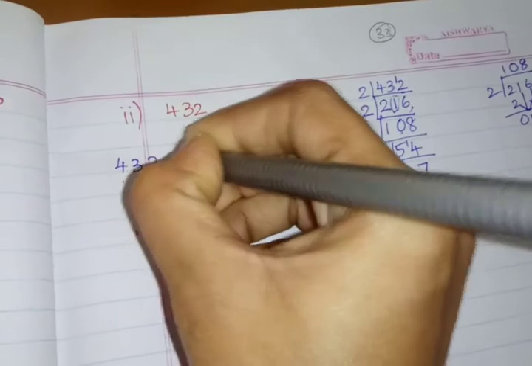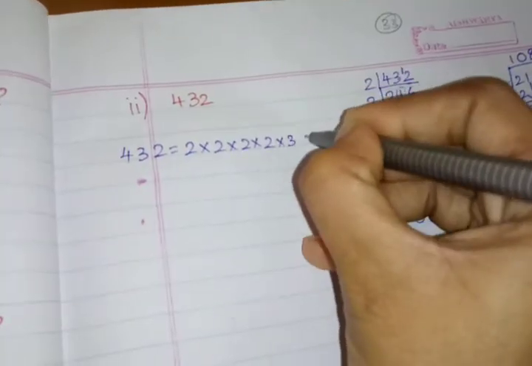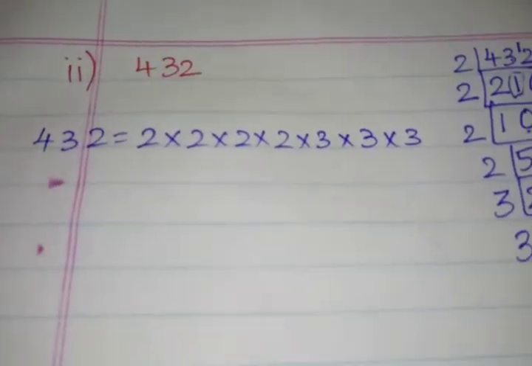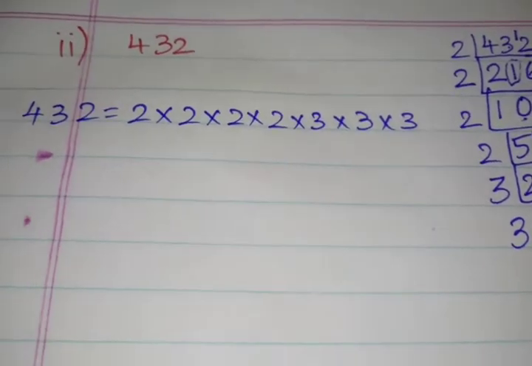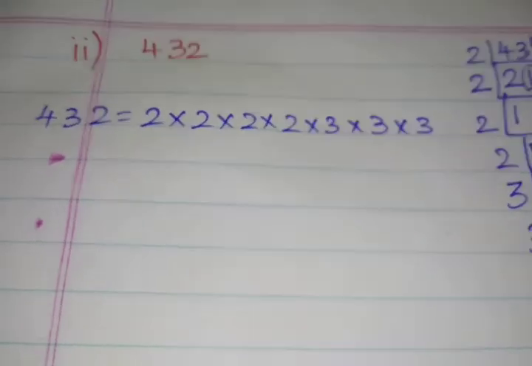Okay, so what will you write, children? 432 as 2 into 2 into 2 into 2 into 3 into 3 into 3. Okay, so I have just written the number 432 like this. Now we should not stop till this. We should write in the powers of prime factors.